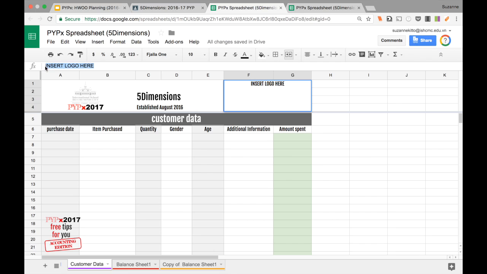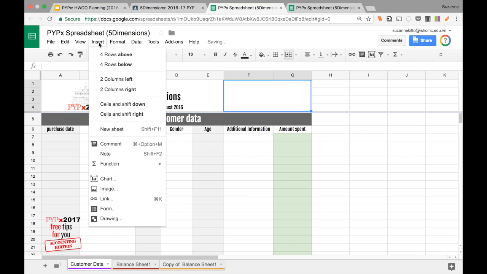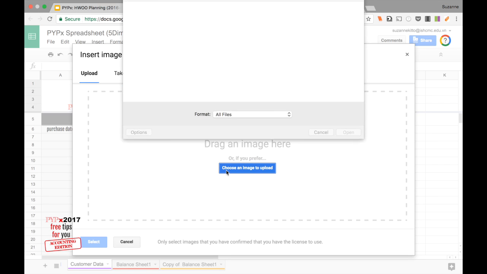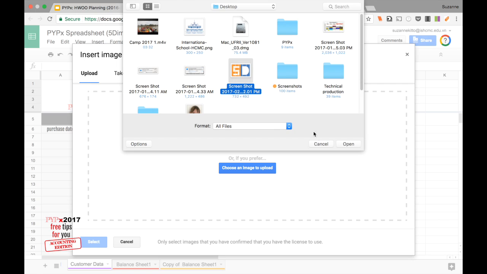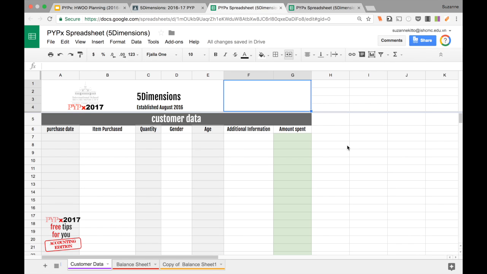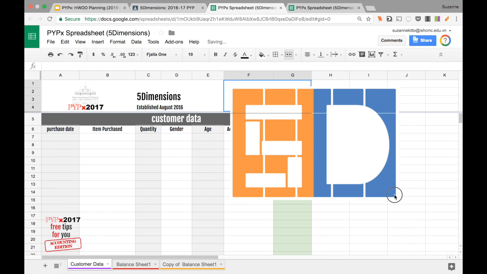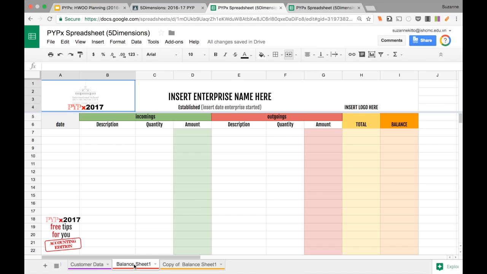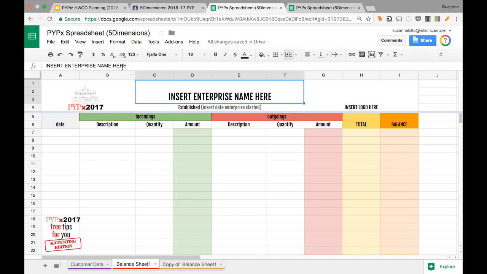For a professional feel, we can insert our logo. Make sure you've saved your logo somewhere else on your computer before doing this. In a JPEG format is probably best. And depending on the size of the logo, you may need to resize it in order to get it to fit into the space provided. So this is on our customer data sheet. That's all set up. So I'm going to head over to the balance sheet now and do the same process.